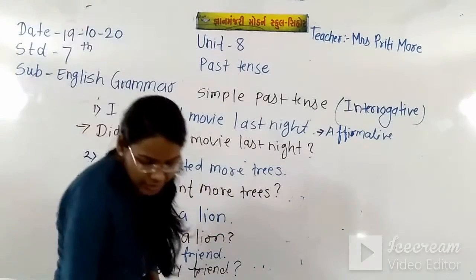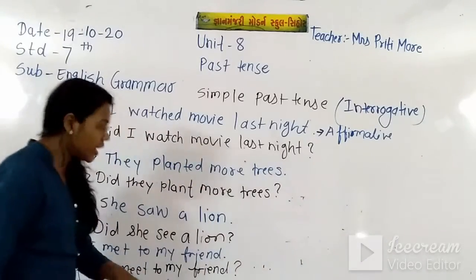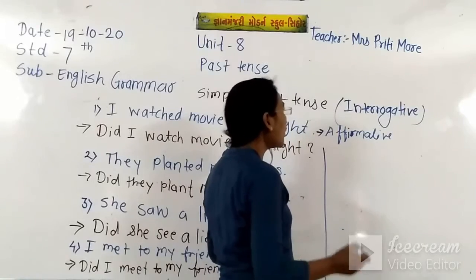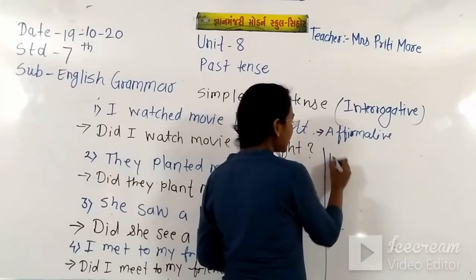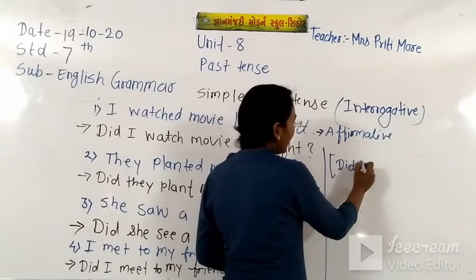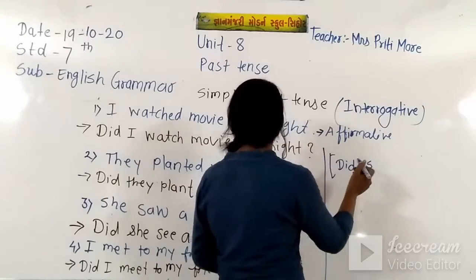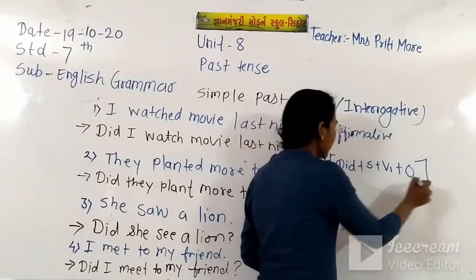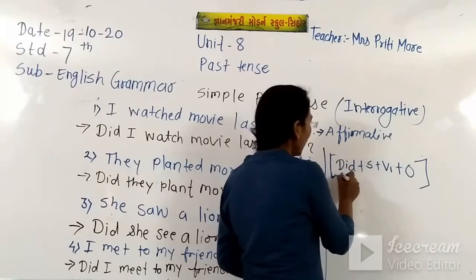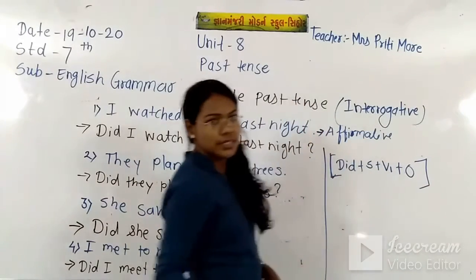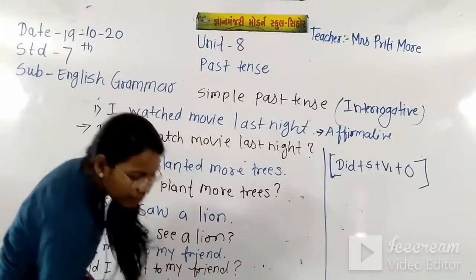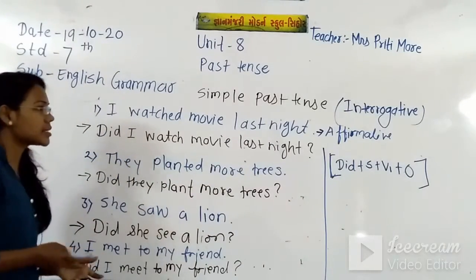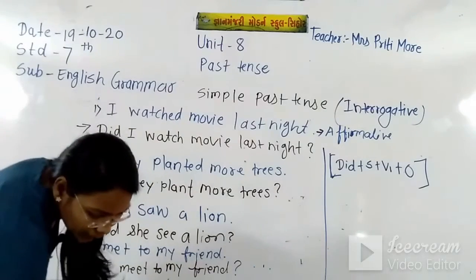So what is the formula? After watching all these sentences, we just got the formula of interrogative sentence: did plus subject plus V1 plus object. This is the formula of interrogative sentence of simple past. So you just note down all these examples in your notebook.